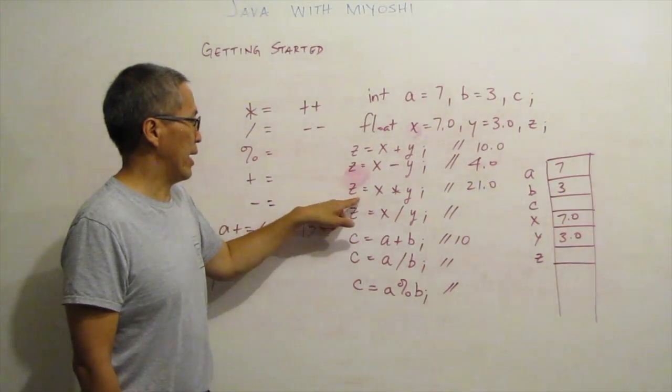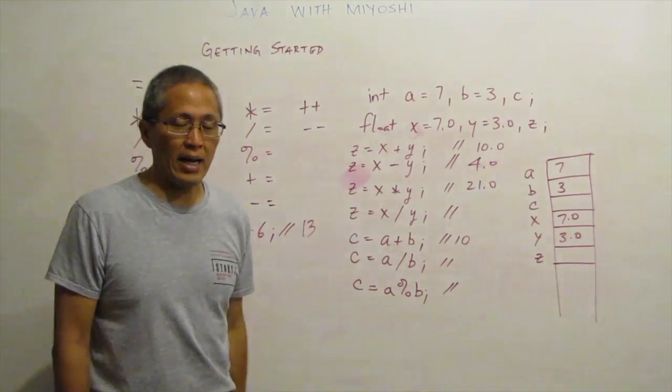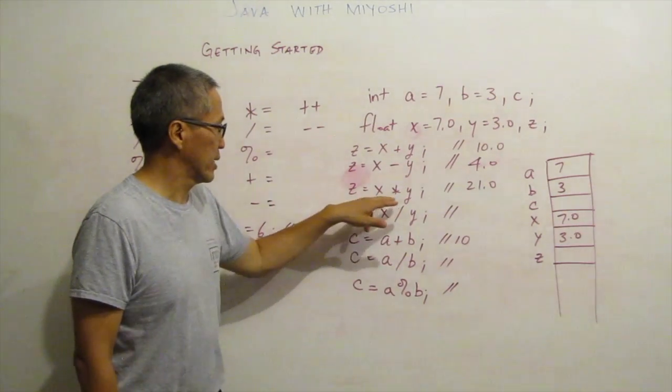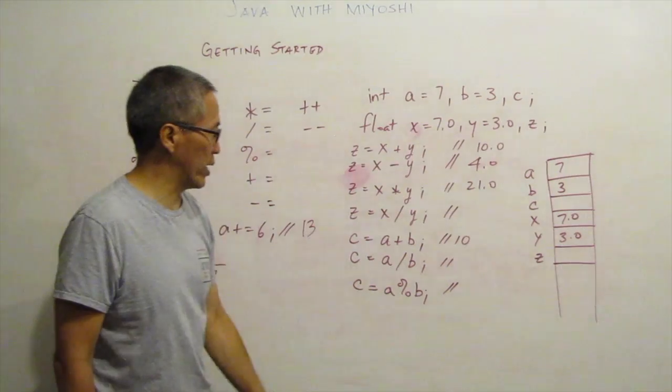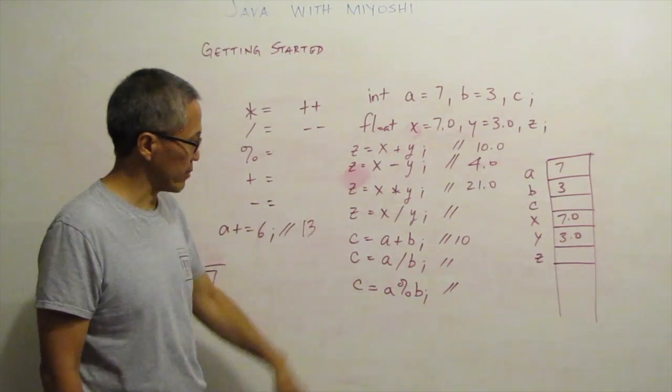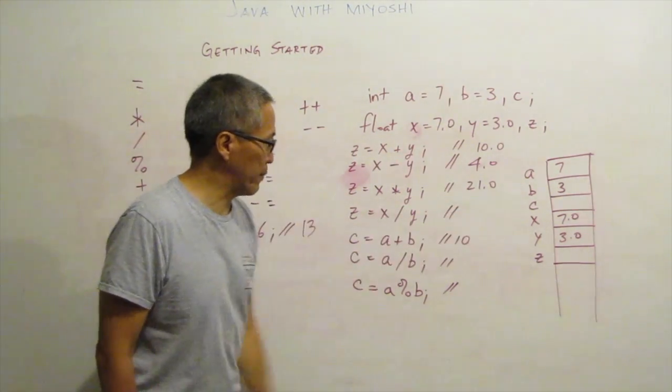And then z is assigned the value x times y. Well, that's going to be x times y, so 7 times 3 is 21, and that's going to get stuck into z. Now here I left this comment out here.